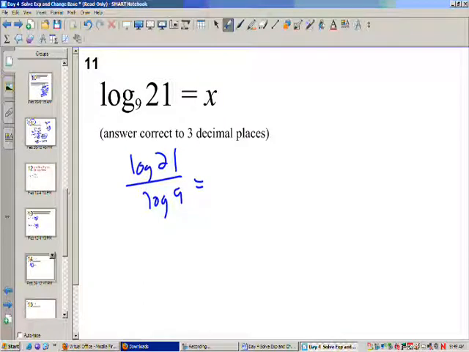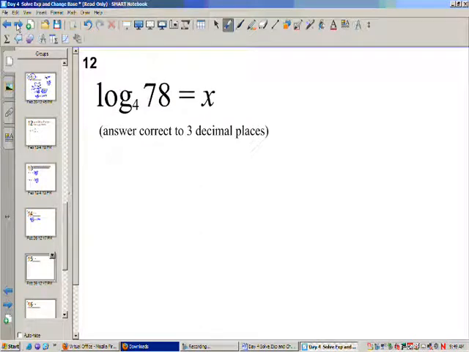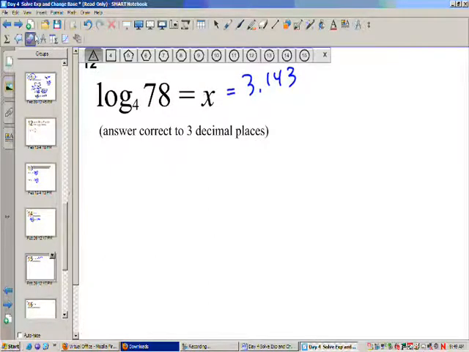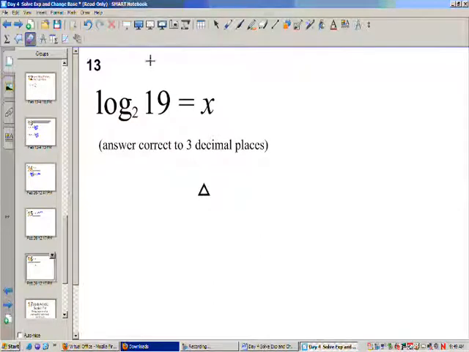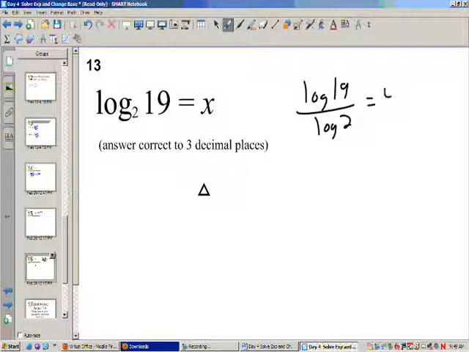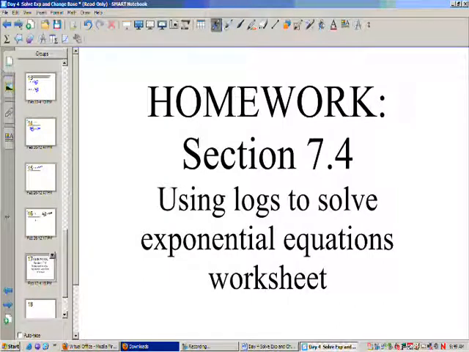Now to find the correct answer, we'd say log of 21 divided by log of 9, and I get 1.386. Log of 78 over log of 4, log of 78 divided by log of 4, I get 3.143. Log of 19 over log of 2, log of 19 divided by log of 2, 4.248. Alright, hopefully that's enough to get you through the homework for tonight.